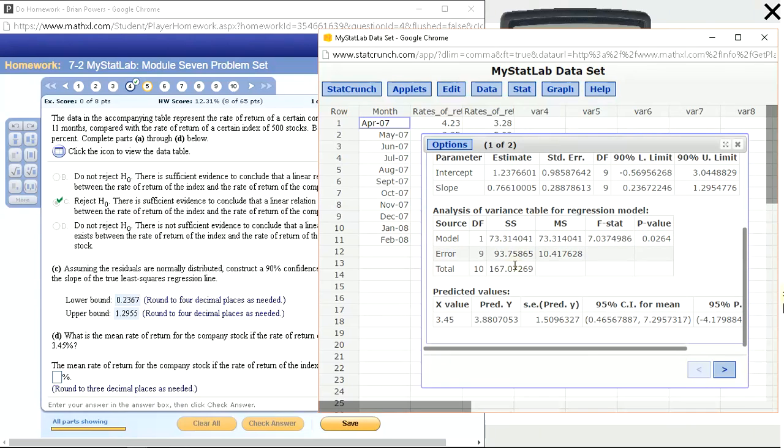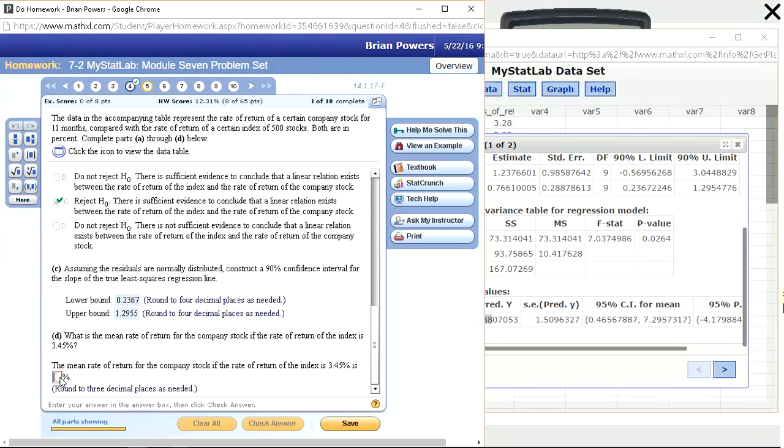If I scroll down, the predicted value for an x value of 3.45, the predicted y value is given right here, 3.8807. So I'm going to round that to 3.881.